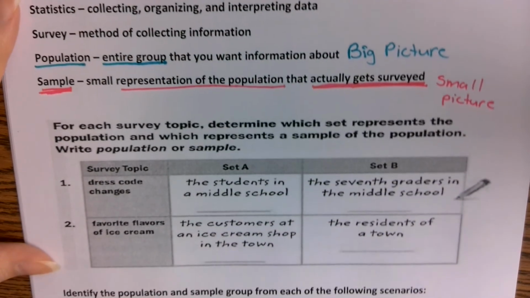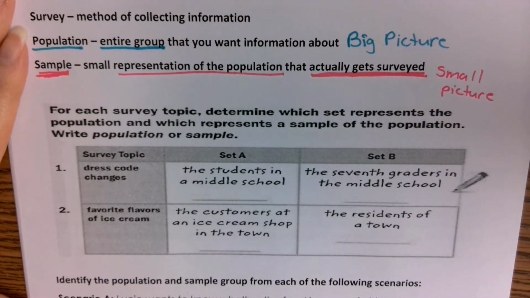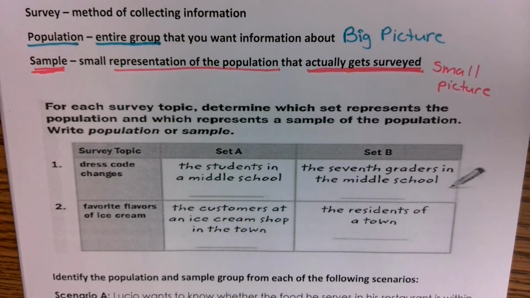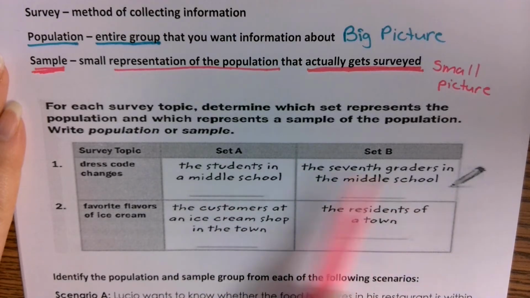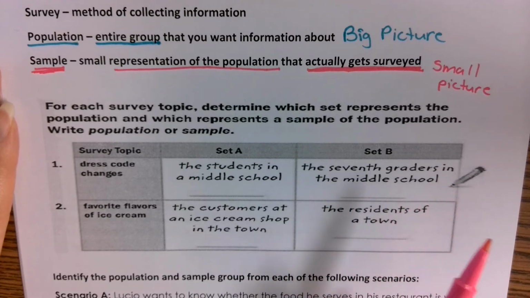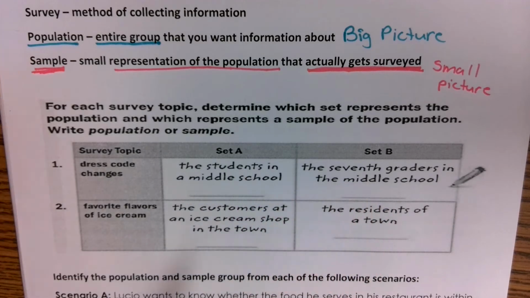Okay, so what we're going to do real quickly, just a couple of simple problems just to get you started on the thought process, is identifying samples and populations within these clusterings here. So if I had a survey topic of dress code changes, and I have two sets of groups, okay, the students in a middle school are set A, set B is the 7th graders in the middle school. Which one of those sets, set A or set B, would be the sample, the smaller picture?